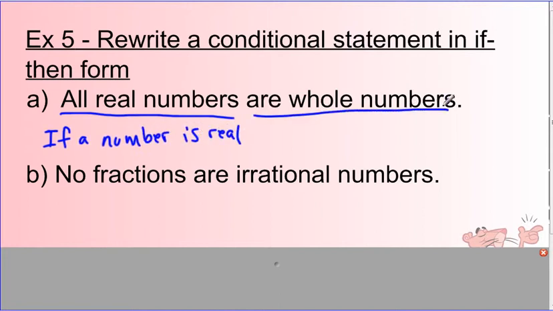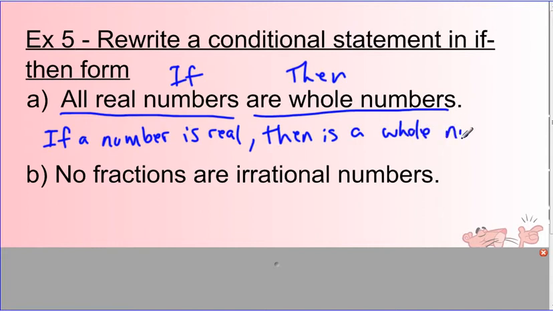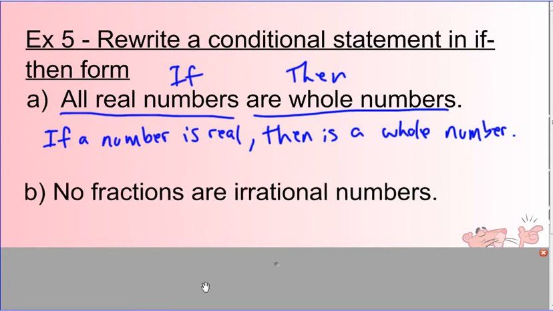and the second part is the then. So if a number is real, then it is that thing. It is a whole number. So if a number is real, then it's a whole number. Now, I'm curious, is that thing true or false? So remember how we did these before. You look at the conditional statement, you come up with an example or two, and then see if it actually works out. So let me come up with a couple examples of real numbers.